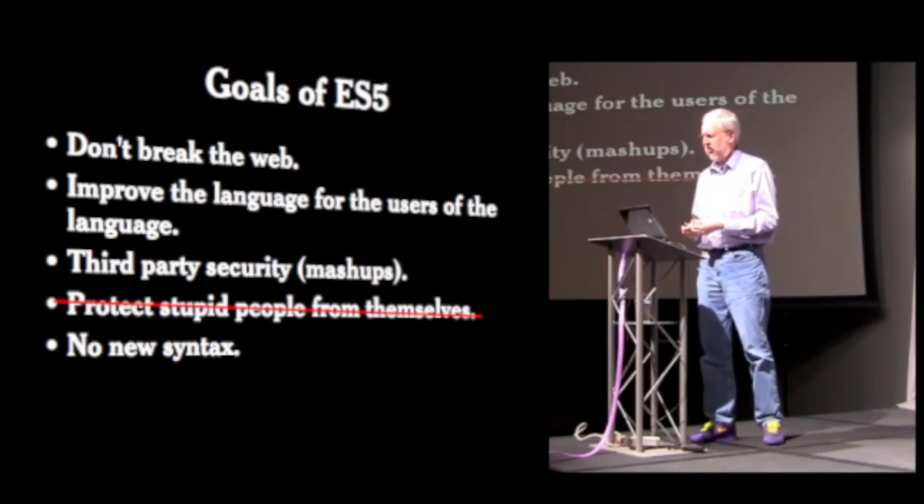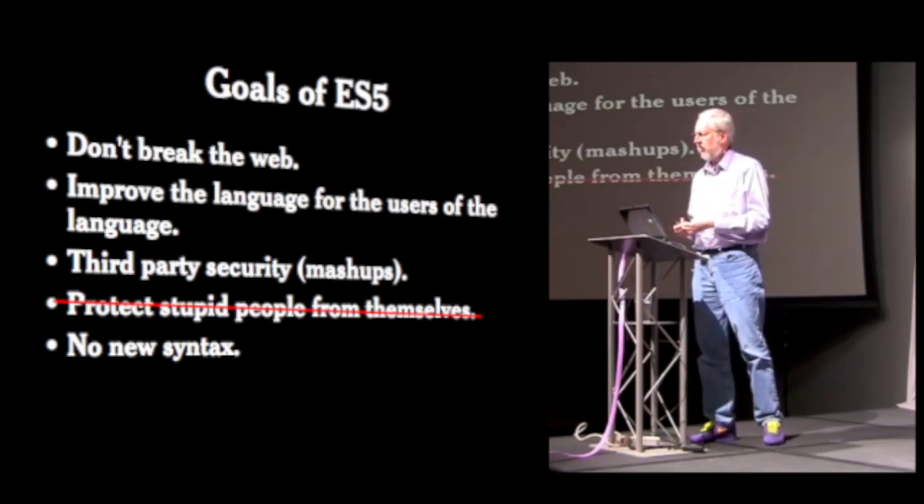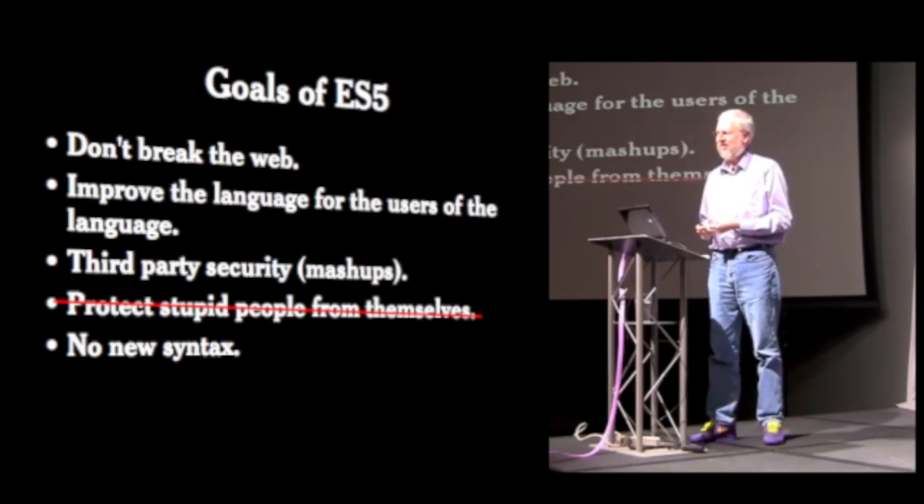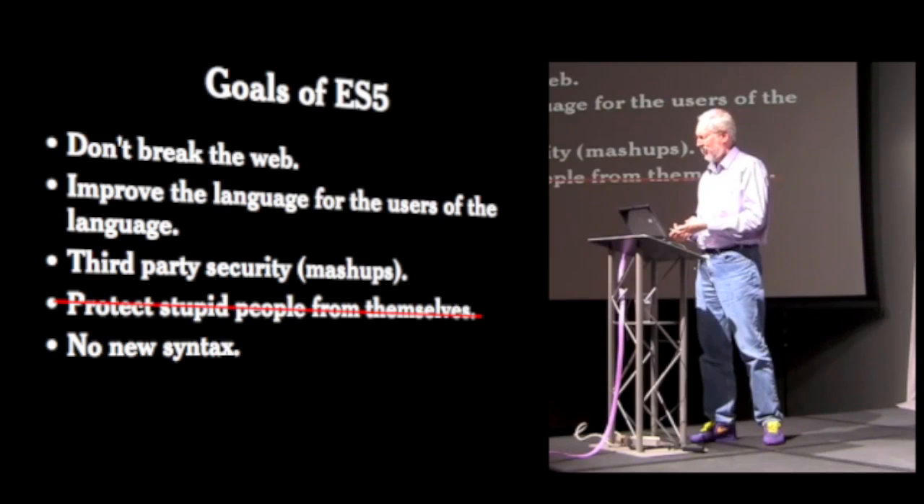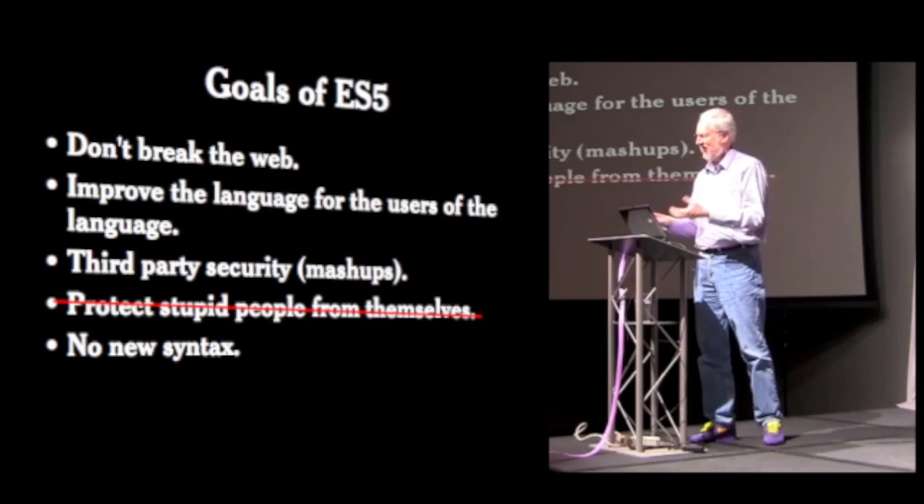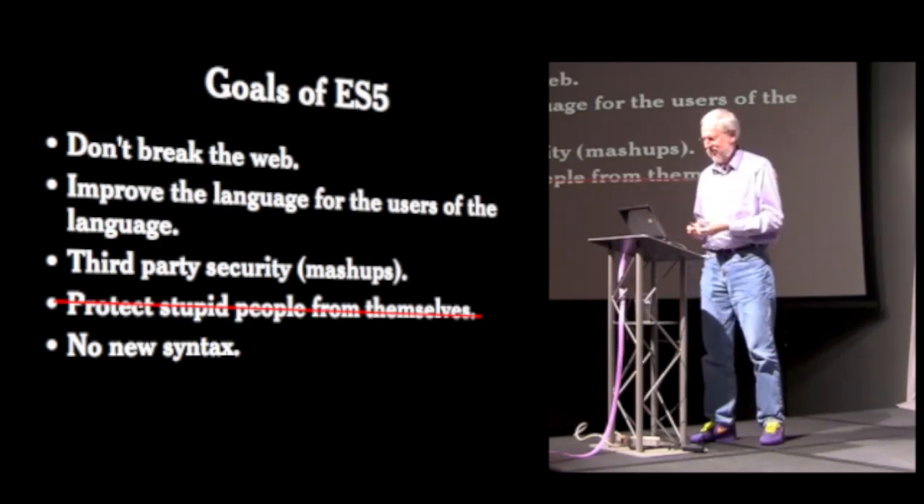We did not set out as a goal to protect stupid people from themselves. That's just too hard. So stupid people will do stupid things, and we're not doing anything to prevent it. And we've added some powerful new capabilities to the language which will allow people to do even more stupid things. That's just the way it works.